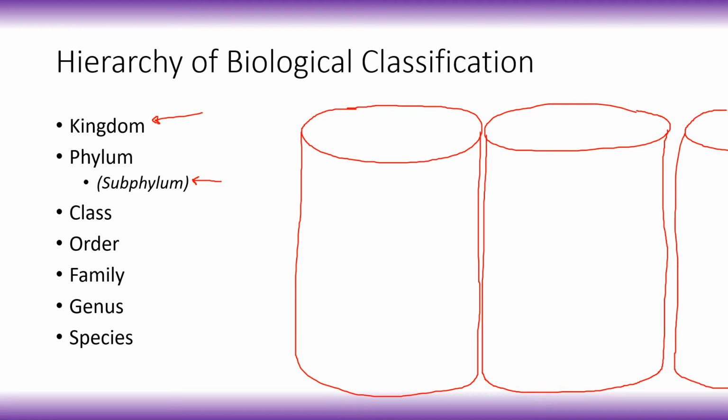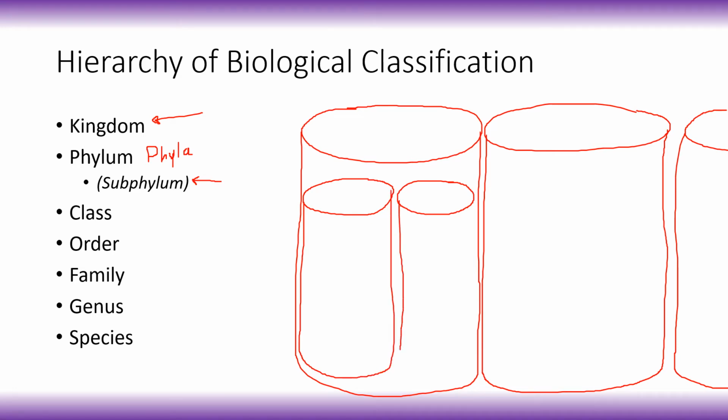Then inside that kingdom, you'll have a whole bunch of different phyla. That's phylum plural, P-H-Y-L-A, phyla. So you have that big container which is the kingdom, and inside of it you'll have smaller containers, one container for each phylum that you have. So maybe there's one phylum and then there's another phylum.